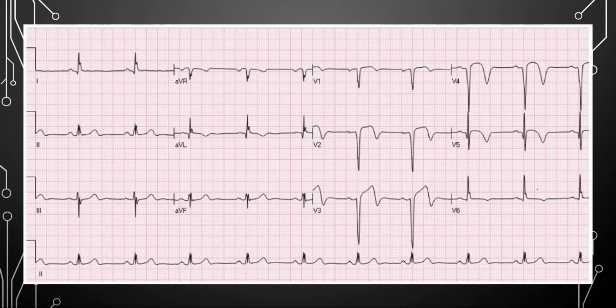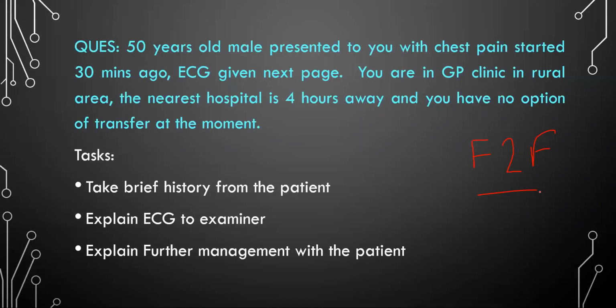Okay, is there anything else? Yes, I also see T wave inversions in leads V2, V3, V4, V5. And that's about it. And the rate and the rhythm is regular.